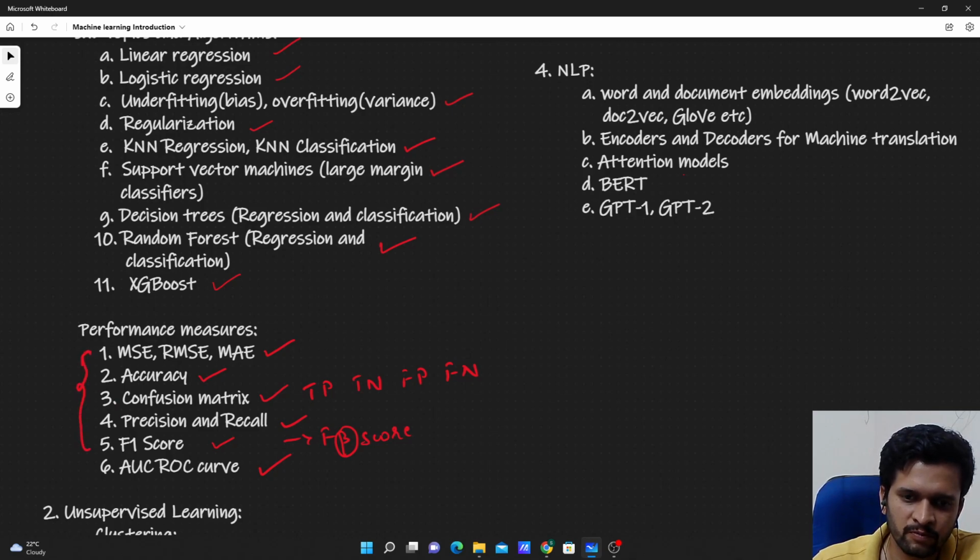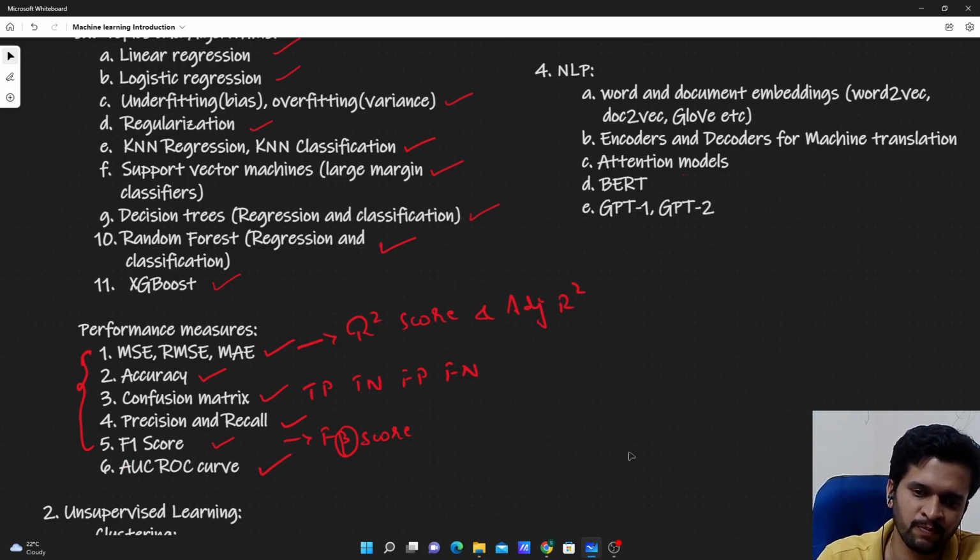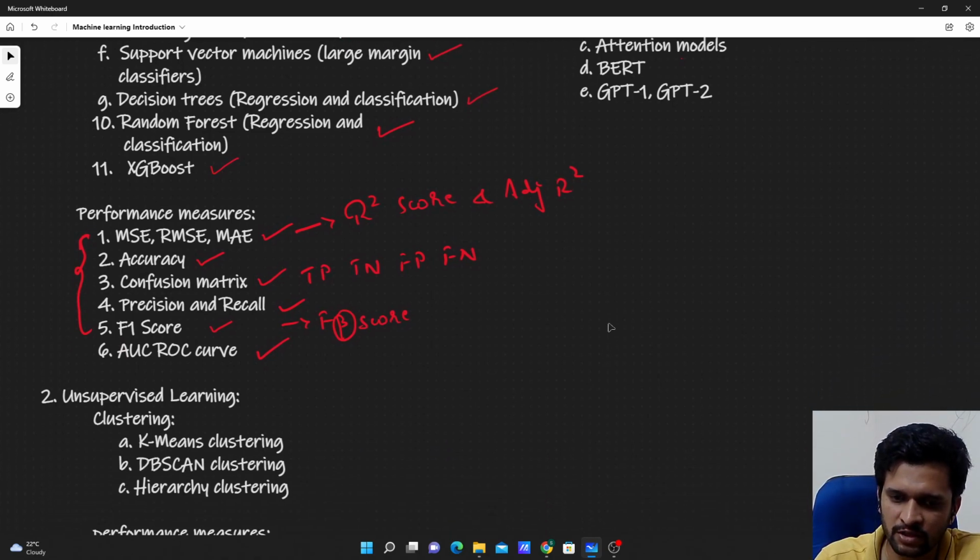The first one is mainly for regression, and there is one more thing called R square score and adjusted R square. I'll also talk about that with respect to regression. And the metrics from the second point to the 6th point are mainly for classification. So we'll talk about that as well along with the math intuition behind them. So that's about classification.